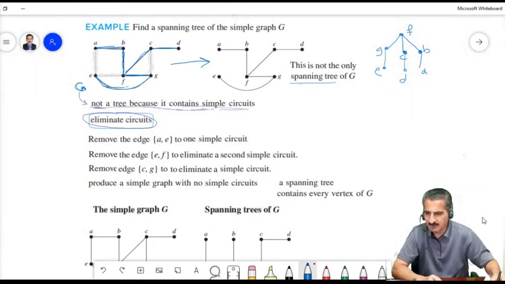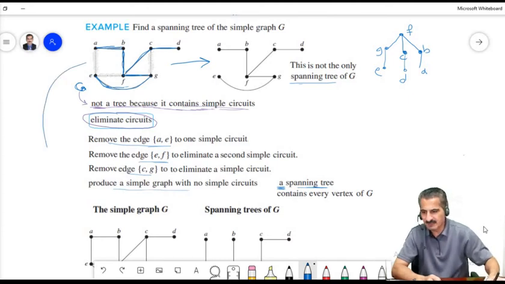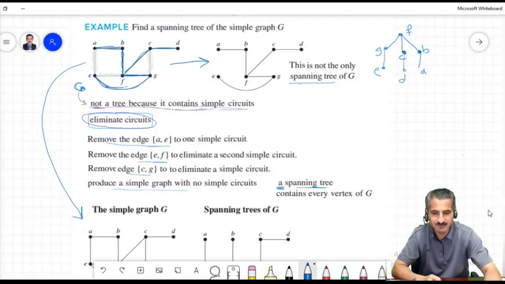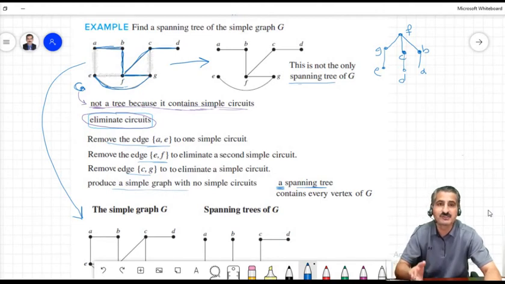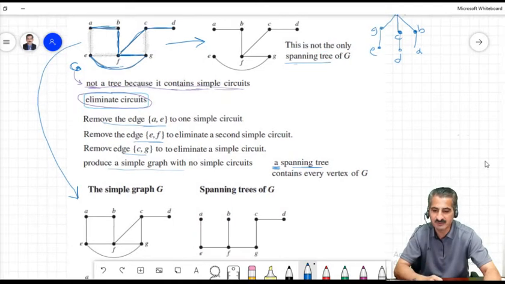We remove the edge AE and then EF and then CG, and then we produced a spanning tree. As here means we might have more options to produce more spanning trees for the same graph. So again, below here we will have the same graph as we have done in here, but we will see other options for clearing some edges or eliminating circuits by clearing some different edges every time, and then we produce a different spanning tree at each one of these times.